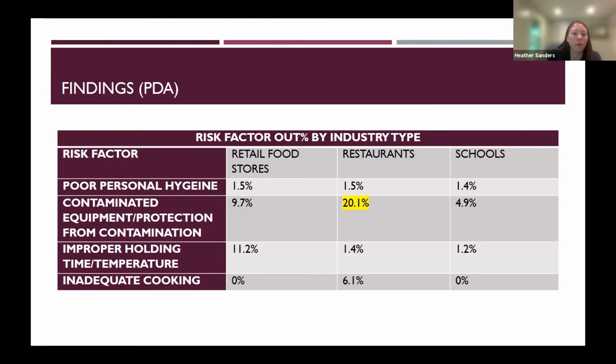So therefore, here are our final items that we're developing intervention strategies for: conformance with approved procedures or other for specialized processes at retail, for retail food stores and restaurants, and time as a public health control for restaurants. And then protection from contamination, specifically food contact surfaces, clean and sanitized for restaurants. Next slide, please.